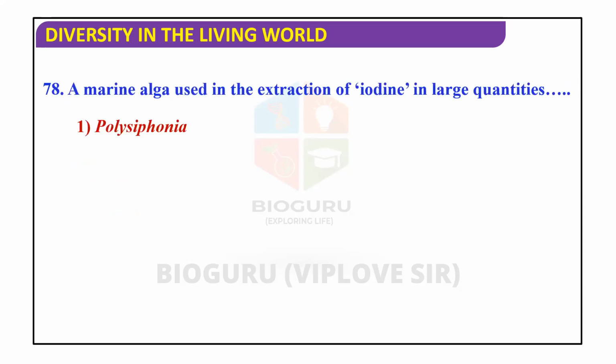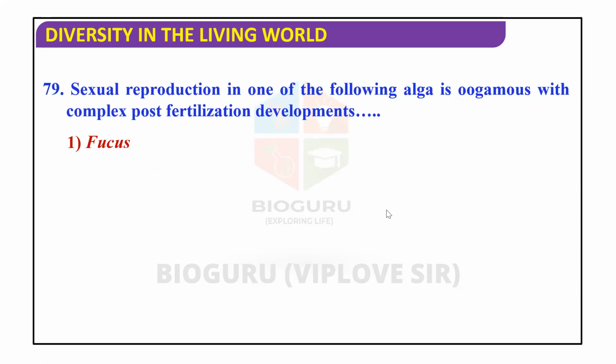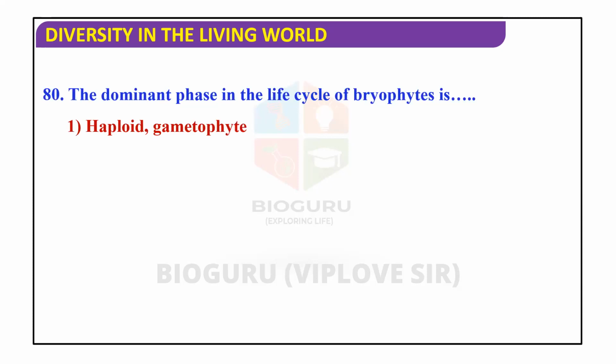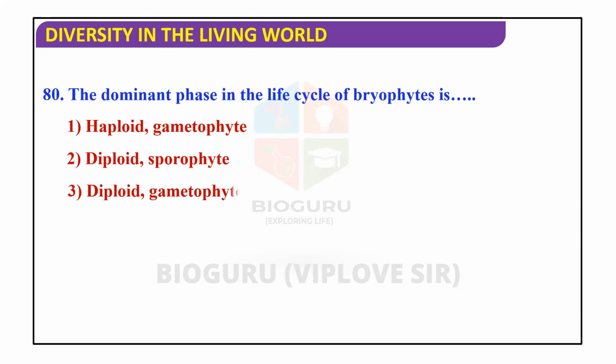A marine alga used in the extraction of iodine in large quantities: Polysiphonia, Porphyra, Chara, or Laminaria. Yes, it is very simple. It is Laminaria. From Laminaria we extract iodine in large quantities. Now, sexual reproduction in one of the following algae is oogamous with complex post-fertilization developments: Fucus, Chara, Polysiphonia, and Sargassum. Yes, it is Polysiphonia.